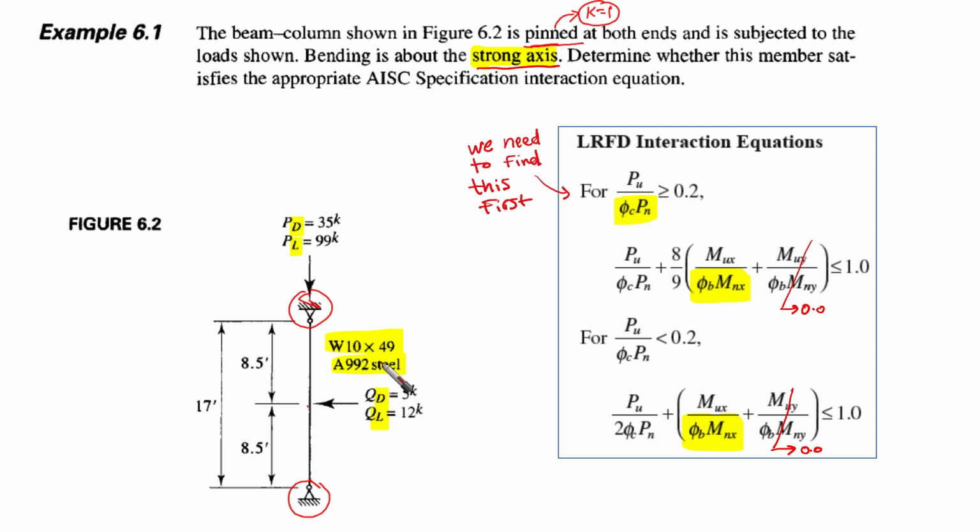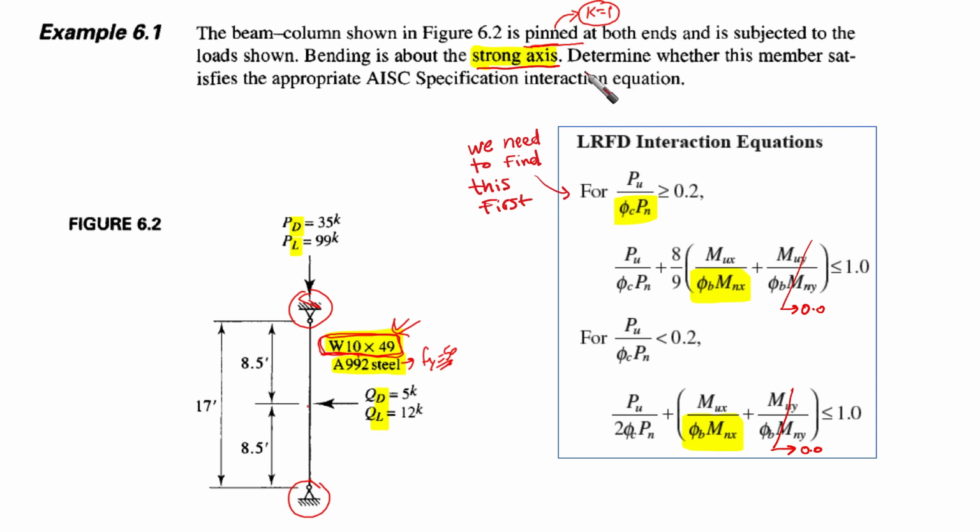And the cross section is given for us, which is wide flange W10x49. It is A992 steel, which means that F yield equals 50 ksi. And the cross section is wide flange. This means that it is available for us to check the charts and so on for obtaining whatever type of nominal strength that we are seeking.